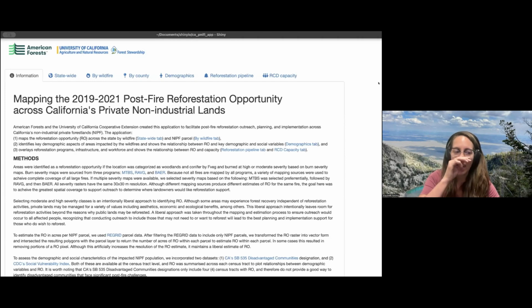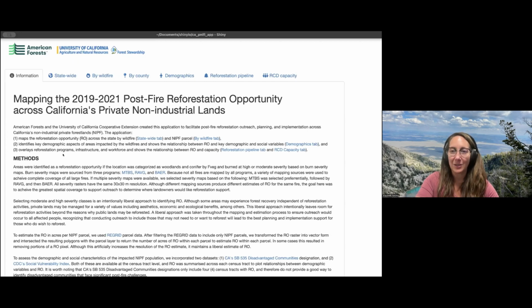All right, so this is the launch of the application. It's going to land you on an information page or a README page that's just going to give you an overview of what we tried to do, how we tried to do it, and some of the caveats. The one blaring caveat that I want to say before we dive into this any further is that this is a geospatial tool, so it is intended for you all to use to give you a sense of where to prioritize outreach and first steps.